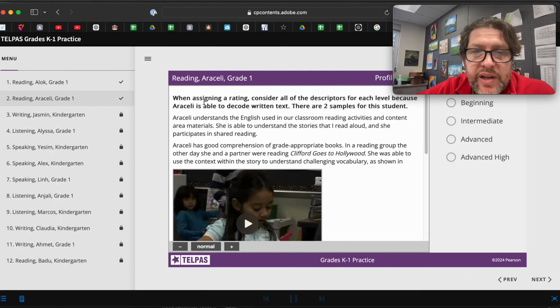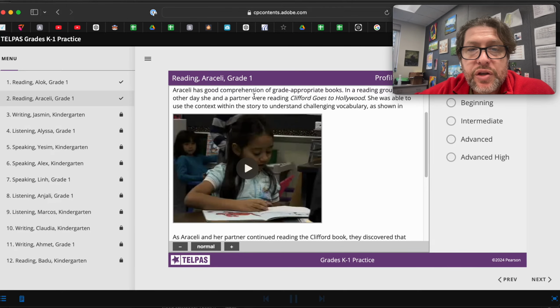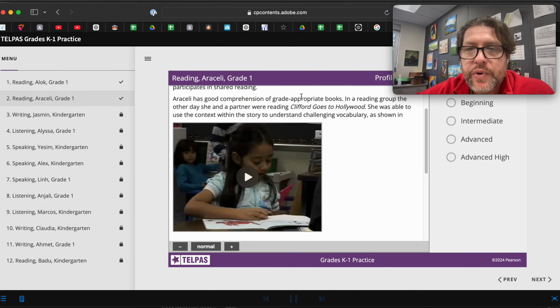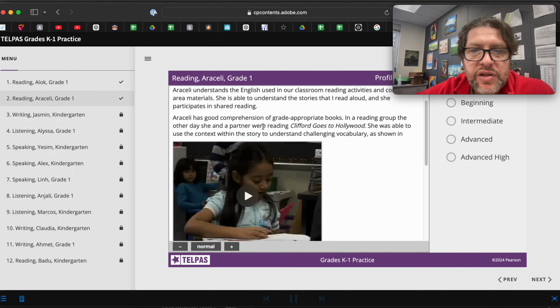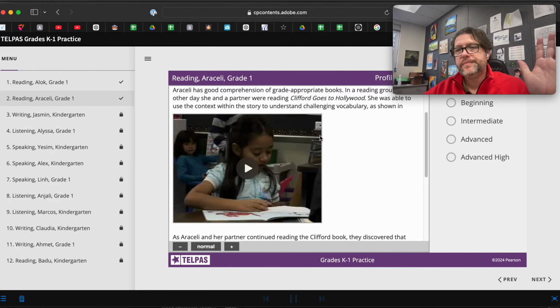Araceli, grade 1, reading. Okay, so we're still in the reading. So Araceli understands the English used in our classroom reading activities and content area materials. So I already know we're on the advanced high track. She is able to understand the stories that I read aloud, and she participates in shared reading. All right, we still don't have enough details here. Araceli has good comprehension of grade-appropriate books. In reading group the other day, she and a partner were reading Clifford Goes to Hollywood. She was able to use the context within the story to understand challenging vocabulary. I already know. She's able to understand the challenging vocabulary.